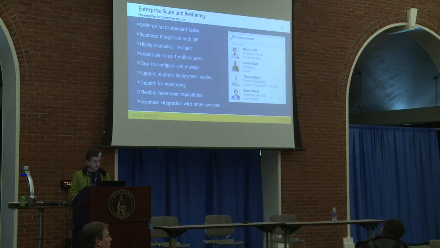What else we have here? Federation. While we're providing XMPP, enterprises may need to connect to additional systems, and we do this through federation. And the flexible part refers to the fact that you can add plugins to connect to additional systems. Like Chris from Red Hat earlier said, they need IRC, so at some point we'll need to add that. I think this also covers the integration with other services.